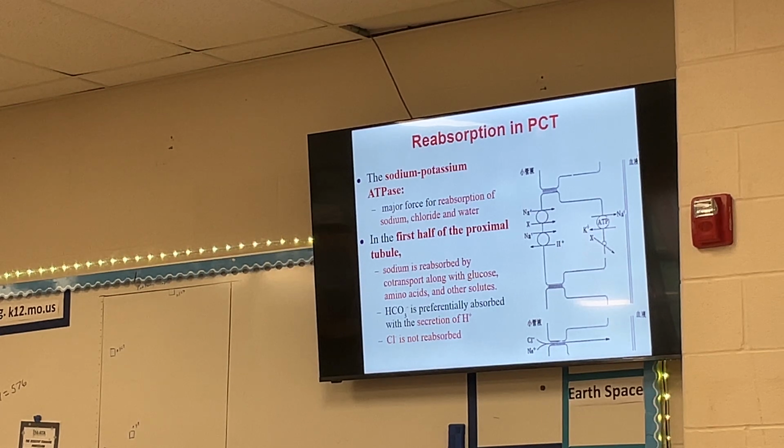So as we go through this, we're basically looking at each section of the nephron, and we're going to follow the nephron through this part. And so at the proximal tubule, this is what's going to be absorbed. At the loop of Henle, this is what's going to be absorbed, and so on.